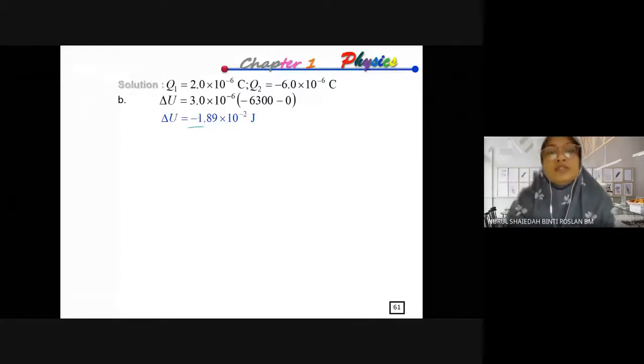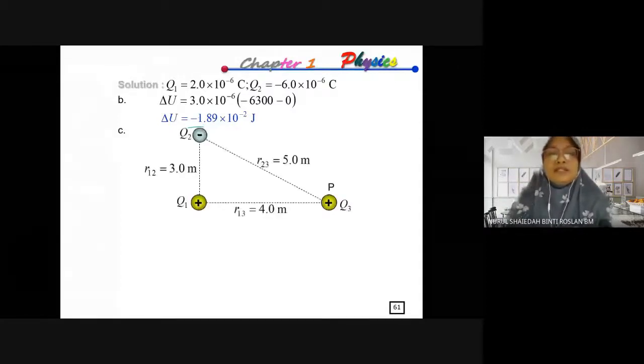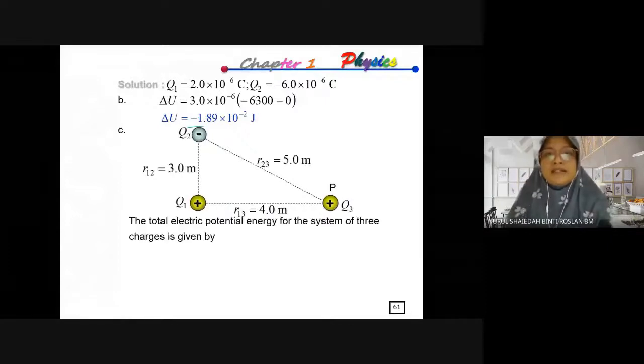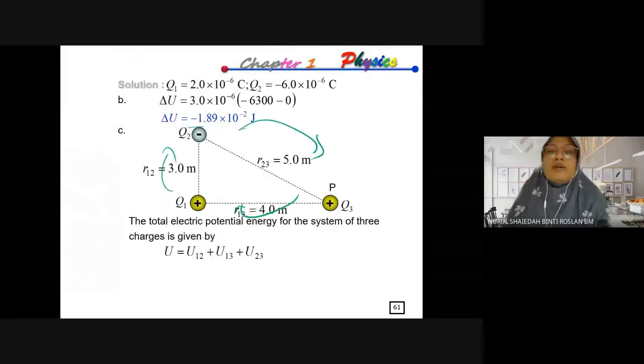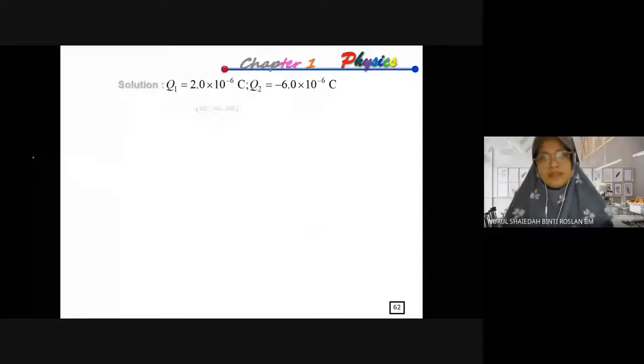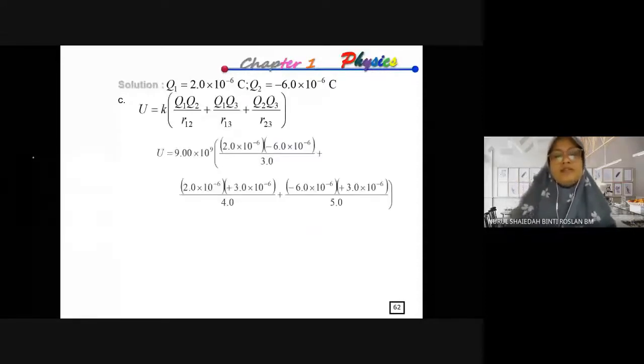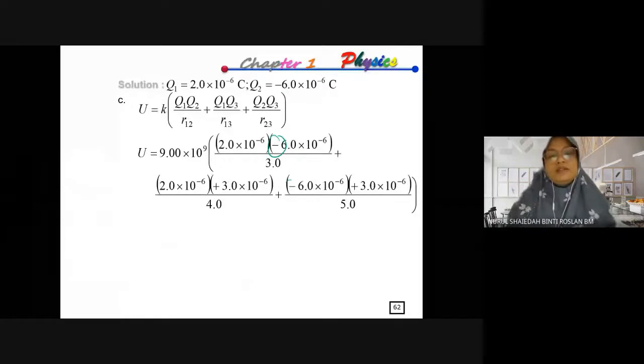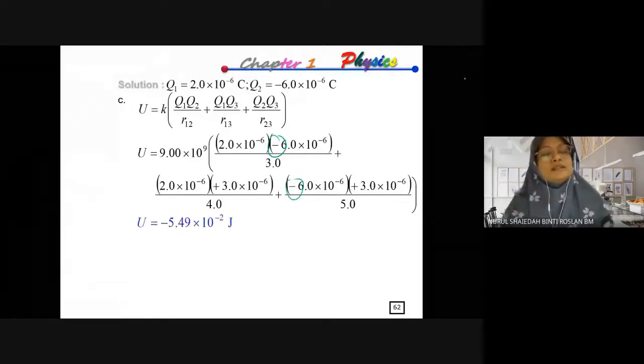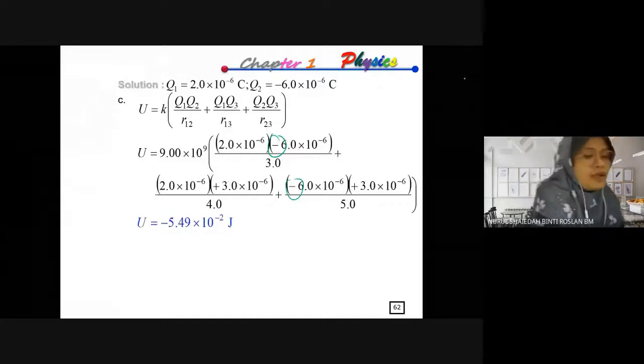C, dia suruh cari sistem. So bila sistem kena tambah semua. Tambah semua. Nak buat clockwise tu boleh, nak buat anti-clockwise pun boleh. Tambah je. Cuma be careful dekat mana? Positif, negatif tu. Okay? Itulah soalan dia, contoh soalan beza U dengan delta U dengan sistem.